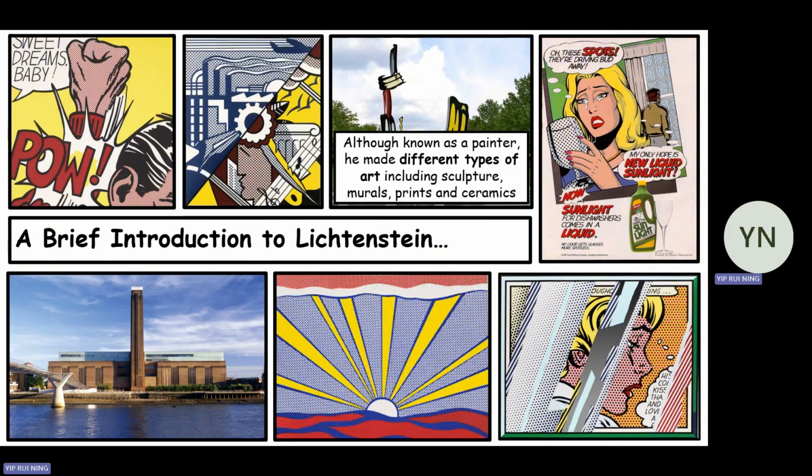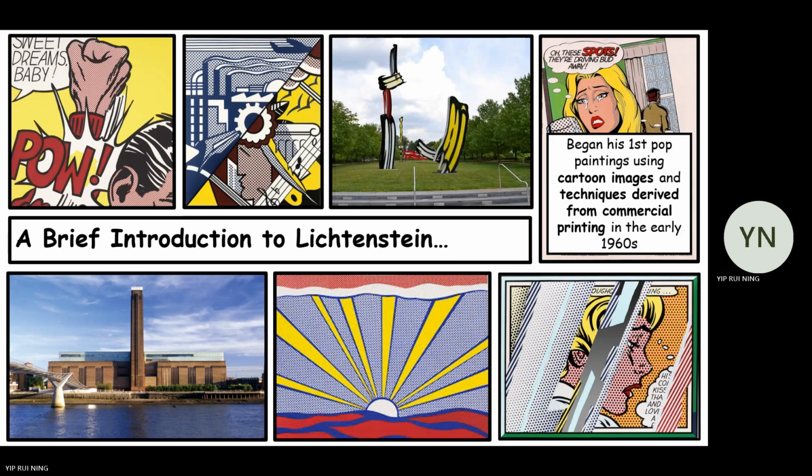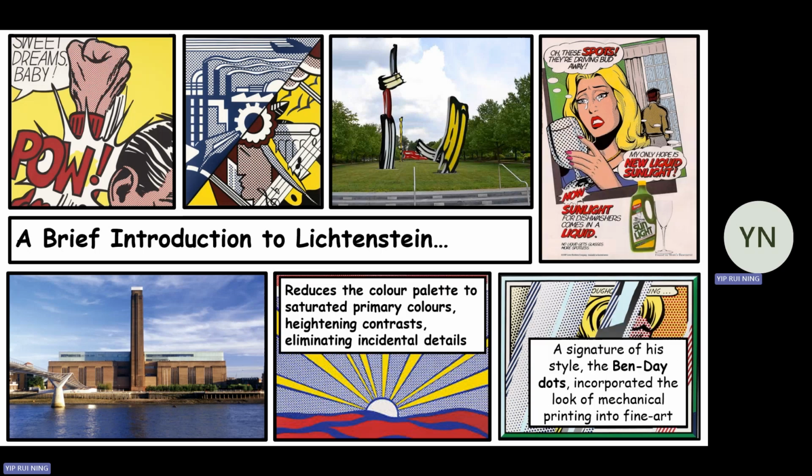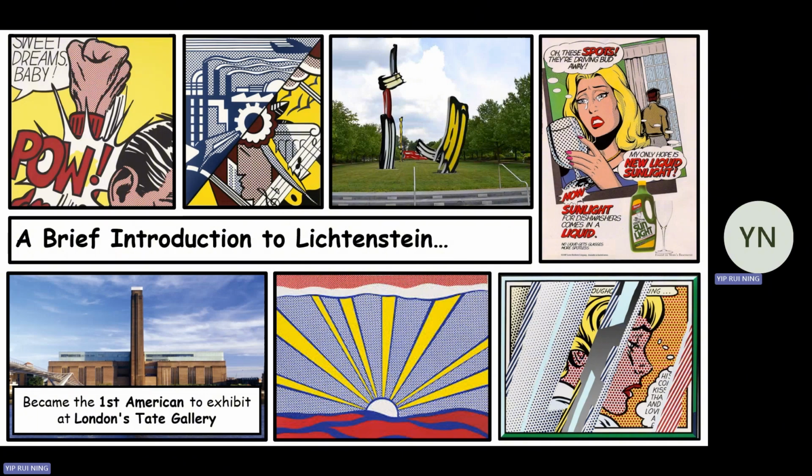Although widely known as a painter, Lichtenstein also dabbled in different media like sculptures, murals, prints, and ceramics, and even had a brief stint in film. Lichtenstein began his first pop paintings using cartoon images and techniques derived from commercial printing during the 1960s. He incorporated the look of mechanical printing into fine art using Benday dots, reducing the color palette to saturated primaries, heightening contrast, and eliminating incidental details. Lichtenstein was also the first American to exhibit at London's Tate Gallery.